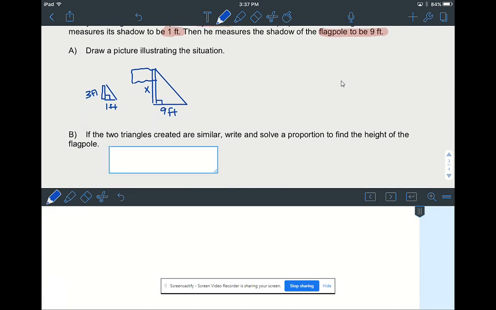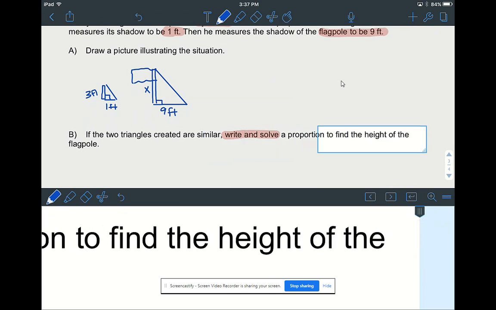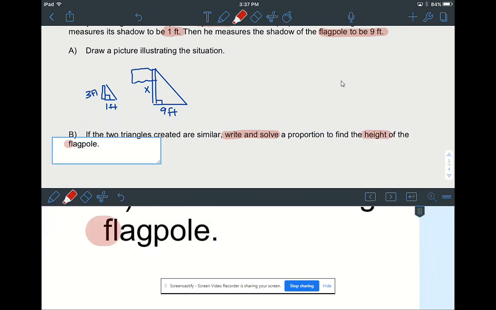Go to part B. If the two triangles created are similar, so it's telling you these two are similar, we can set proportions up on the sides, right? And solve. That's 2 instructions: write and solve a proportion to find the height of the flagpole. So we want to know the height of the flagpole.